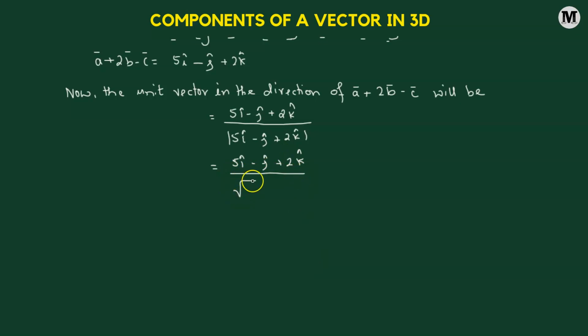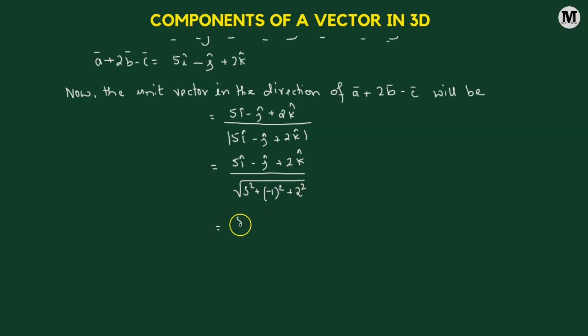So that means we will take the square root. Underneath the square root, we have to take the sum of squares. We'll start with the coefficient of i cap, that's 5. We're going to square this value, add it to the coefficient of j cap, so that's negative 1. We'll take negative 1, square this value, and add it to the square of the coefficient of k cap, so that's 2 squared. Now 5 squared, that's 25. 25 added to 1, that's 26. 26 plus 4, that's 30.